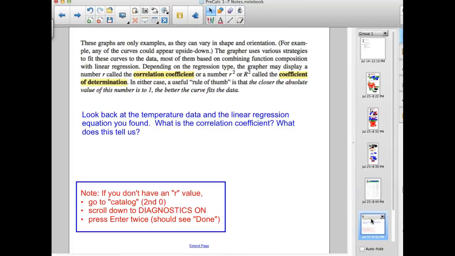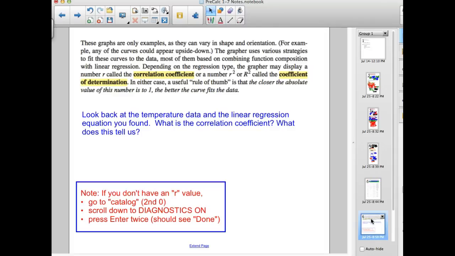Our last piece says these graphs are only examples, as they can vary in shape and orientation. For example, any curve could appear upside down. The grapher uses various strategies to fit these curves to the data, most of them based on combining function composition with linear regression. We're going to just let the calculator do all that work for us. Depending on the regression type, the grapher may display a number r called the correlation coefficient, or a number r squared called the coefficient of determination. In either case, a useful rule of thumb is that the closer the absolute value of this number is to 1, the better the curve fits the data.